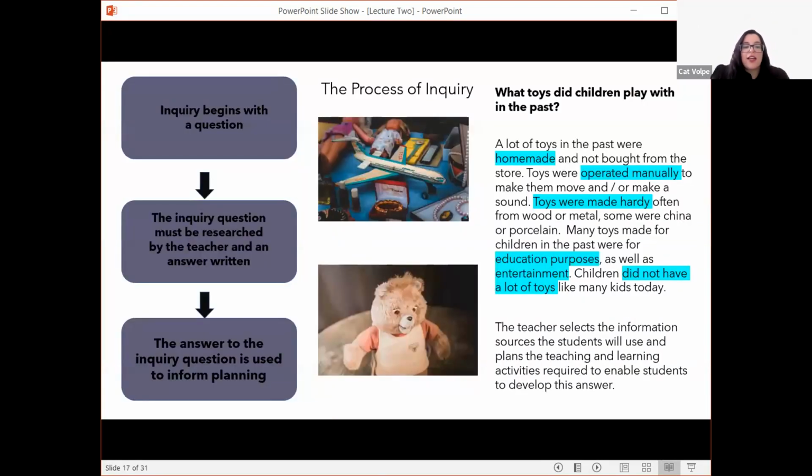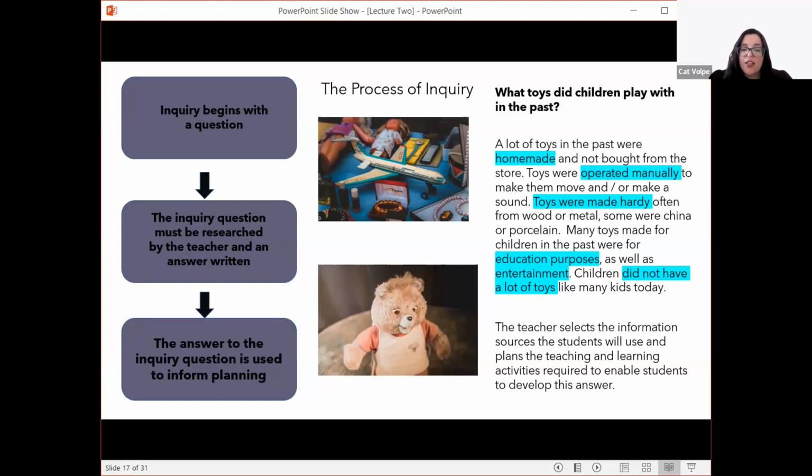So as I said, inquiry begins with a question. It must be researchable by the teacher, with an answer that the teacher comes up with. The answer to the inquiry question is used to inform the planning. So by having an answer, you know exactly what sort of planning you need to do and where students basically need to arrive by the end of the sequence, for example.